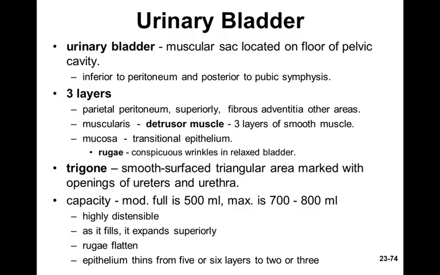It also has the trigone, which is a smooth surface triangular area that marks the opening of the ureter and the urethra. This gives you the capacity of the bladder. Moderate capacity is about 500 milliliters. Maximum is about 700 to 800.